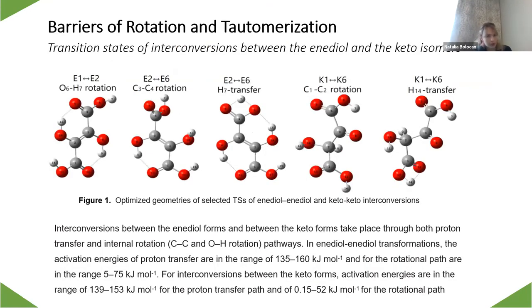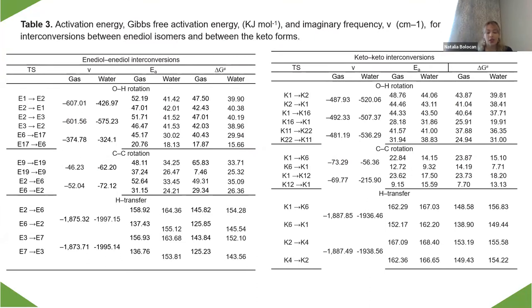So moving further to the barriers of rotation, we have here in the image some of the selected transition states of the isomerization interconversions. And these isomerization processes can take place both through hydrogen transfer, like we see here, or through carbon-carbon rotation, or through OH rotation. Of course, the activation energy for the hydrogen transfer is around 150 kilojoules per mole. And we calculated the activation energy for the rotational paths is a lot lower, from 5 to 75 kilojoules per mole. Next, we see here the imaginary frequencies of selected transition state structures for the isomerization interconversions.